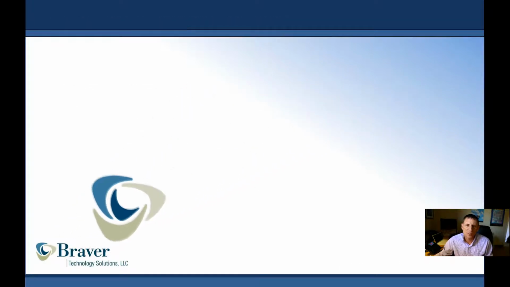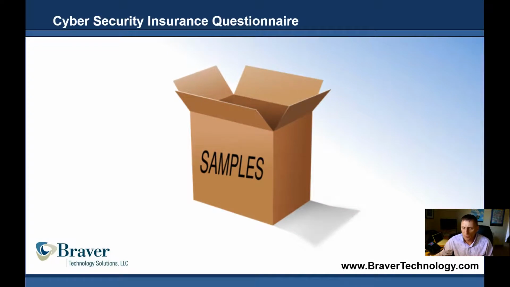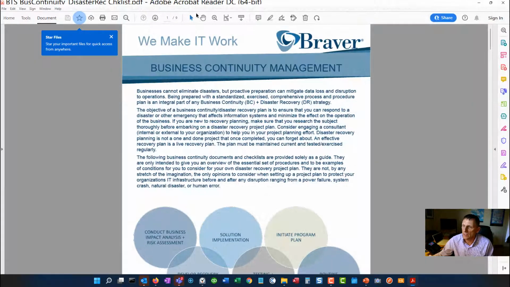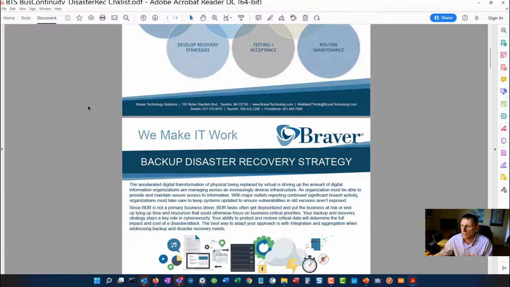Next, what are we going to give you? We got some free stuff for you. Basically, some of the things that your insurance company is going to love you to have is going to be in these documents right here. So essentially, what we are going to provide to you is a business continuity sample and template that you can utilize for yourself.